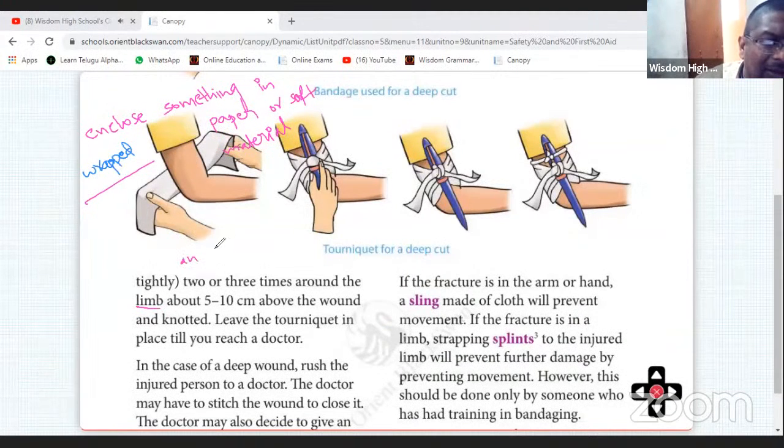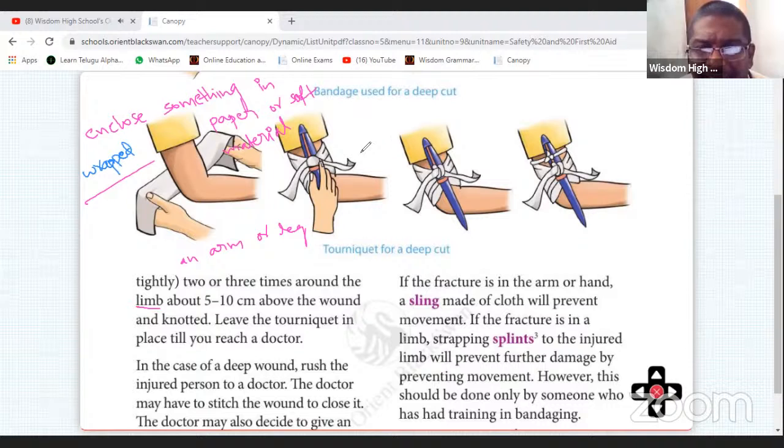Arm or leg. So 5 to 10 centimeters above the wound, and knotted, meaning tied like this without opening it. Where do we leave the tourniquet? Leave the tourniquet in place till you reach a doctor. After reaching the doctor, then you remove the tourniquet. Till then, don't remove the tourniquet.